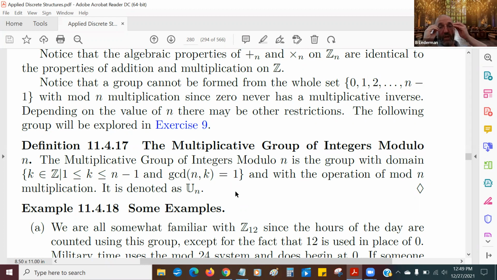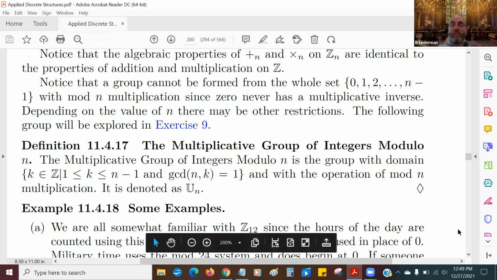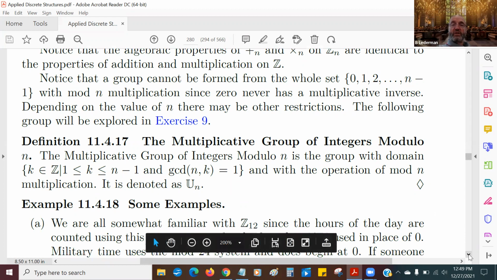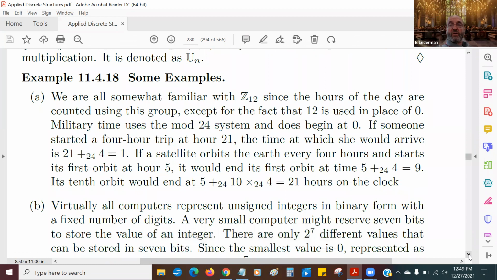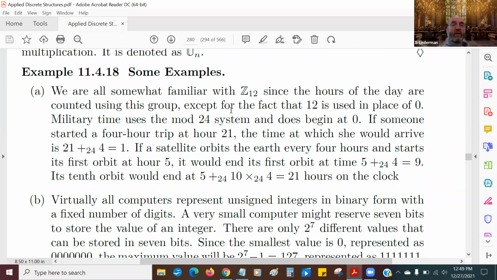So let's just do an example right here. The book's going to give us an example. Let's say we want to do Z12, looking at mod 12. Mod 12 is something that we actually, again, that's what clocks are. The days are counted military. So if someone started a 4-hour trip at hour 21, he'd arrive at the hour 1. 21 plus 4 is congruent to 4 mod 12. So he'd arrive at hour 25, which is the same thing as hour 1.